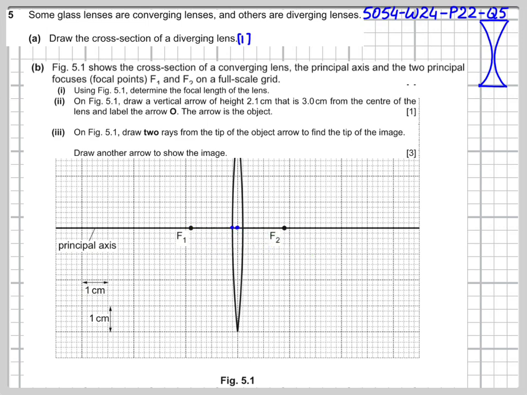So this is the center of the lens. Now 0.2 centimeter, 0.4 centimeter, 0.6 centimeter, 0.8 centimeter, 1.0 centimeter, 1.2 centimeter, 1.4 centimeter, 1.6 centimeter, 1.8 centimeter. So the focal length is 1.8 centimeter. Okay, उसके बाद it says on figure 5.1 draw a vertical arrow of height 2.1 centimeter.